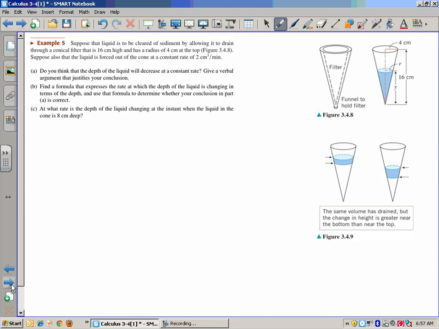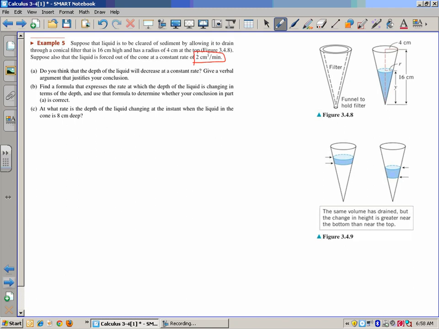Suppose that liquid is to be cleared of sediment by allowing it to drain through a conical filter. Again, the picture is given, so it makes it super easy. A conical filter that is 16 centimeters high, that's the total height, and has a radius of 4 centimeters at the top. Again, that's the total cone. We're looking at just the part that's being filtered, okay? So suppose also that the liquid is forced out of the cone at 2 cubic centimeters per minute.